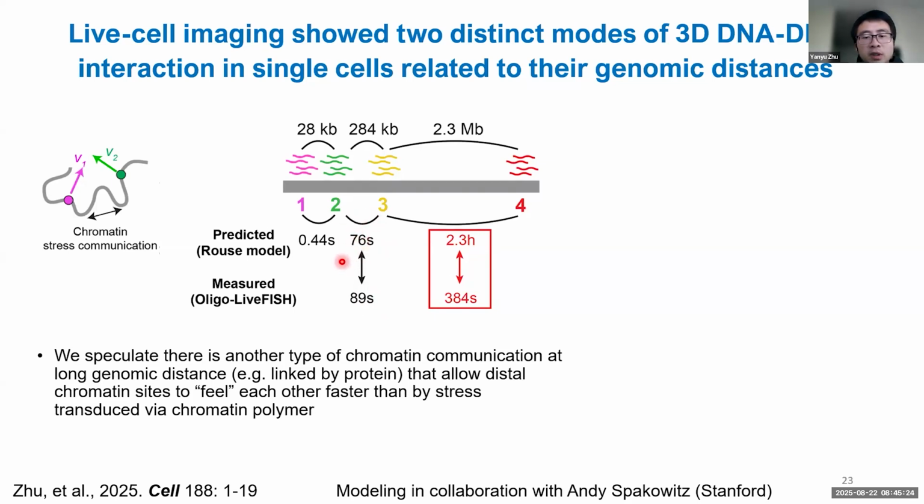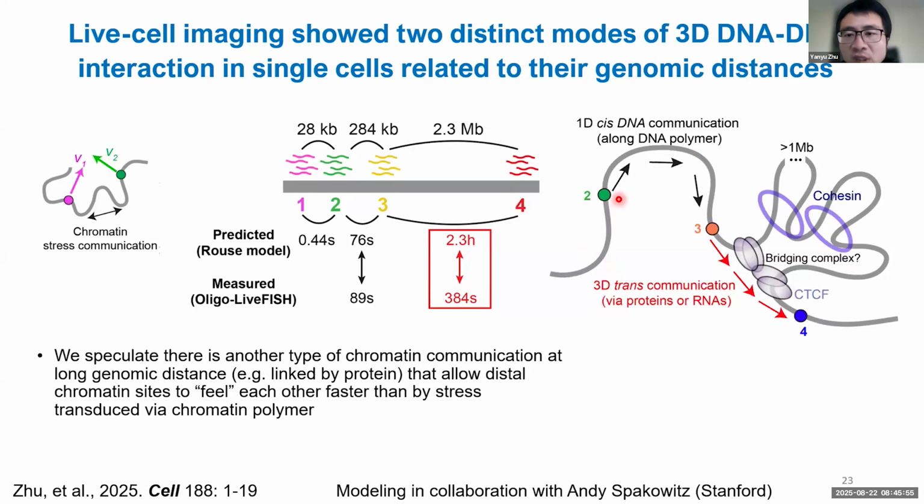However, for larger distances, for example, 3 and 4, the predicted communication time will be 2 hours, but our measured communication time is much shorter than this value. It's only 380 seconds. So we speculate that, instead of transducing their communication through the polymer, there might be another type of chromatin communication at long genomic distance that facilitates it.